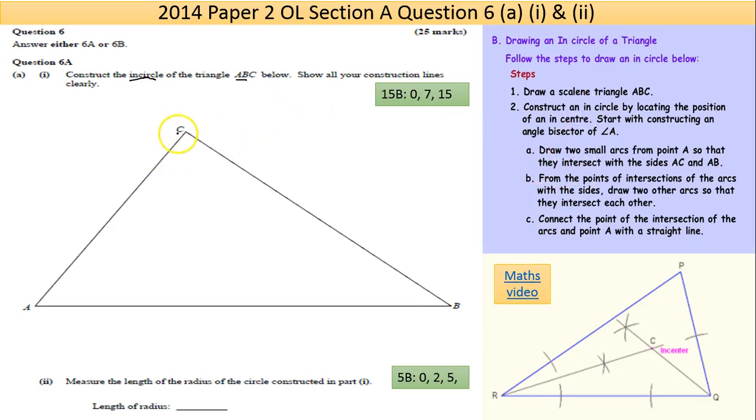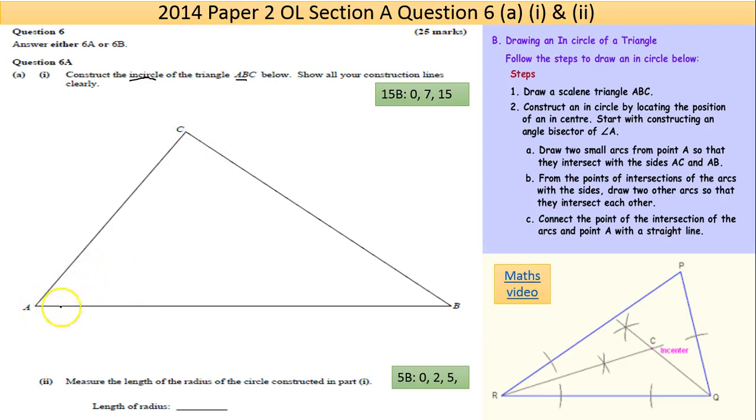So, the first thing here is, you're looking for the in-circle, so you need to know the in-centre. The centre is somewhere in here, and when you draw a circle from that centre and touch one of the sides, it should touch all three sides. Now to find the in-centre, you need to find the bisectors of the three angles.